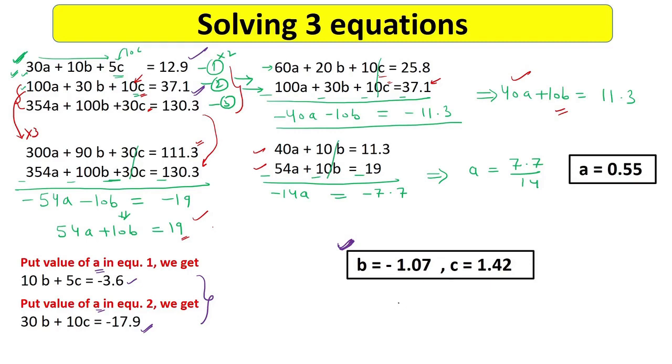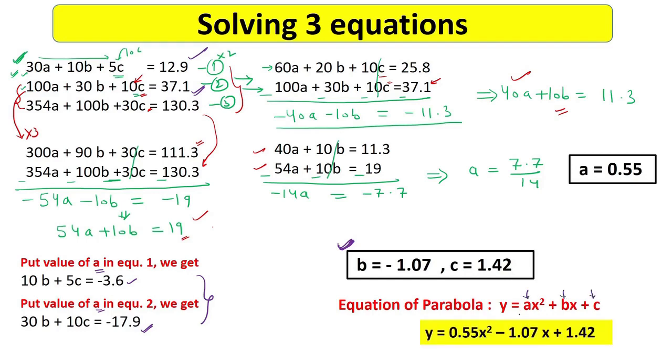The last step is to find the equation of the parabola. As we know, the equation of the parabola is y equals ax square plus bx plus c, and we have the values of a, b and c. After putting in the values of a, b and c, we got this equation for y. So this is the equation of the parabola which can best fit our given set of data points. I hope you have understood the method.